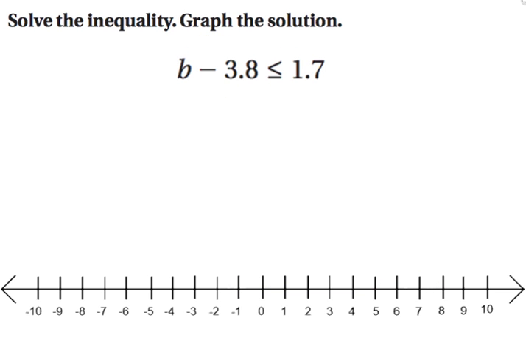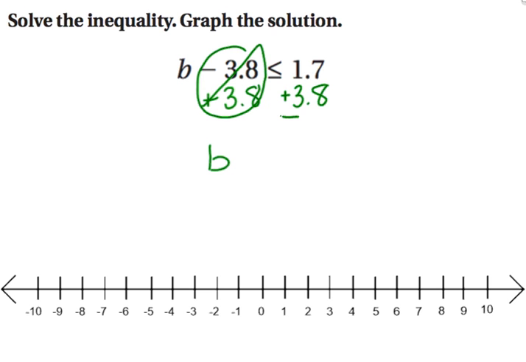Second example, we will still want to get the variable by itself. So to cancel out subtracting 3 and 8/10, we will add 3 and 8/10. We'll do that on both sides. We'll line up decimals. So b is by itself. We can add both of these to get 5 and 5/10, and then we're going to keep that same symbol, which is less than or equal. So b is less than or equal to 5 and 5/10.